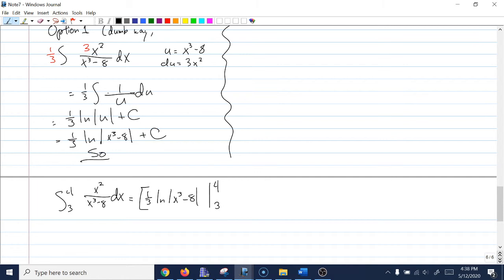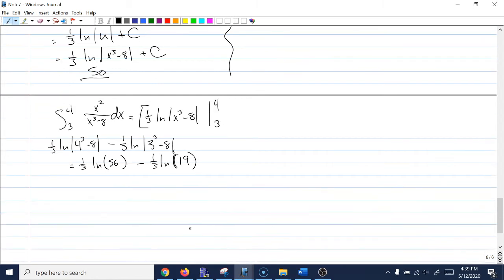I need to evaluate that from 3 to 4, so it's 1/3 natural log absolute value of 4 cubed minus 8, minus 1/3 natural log absolute value of 3 cubed minus 8. 4 cubed is 64. 64 minus 8 is 56. Absolute value of 56 is 56. Minus 1/3 natural log absolute value of 27 minus 8, which is 19. The absolute value of 19 is 19.